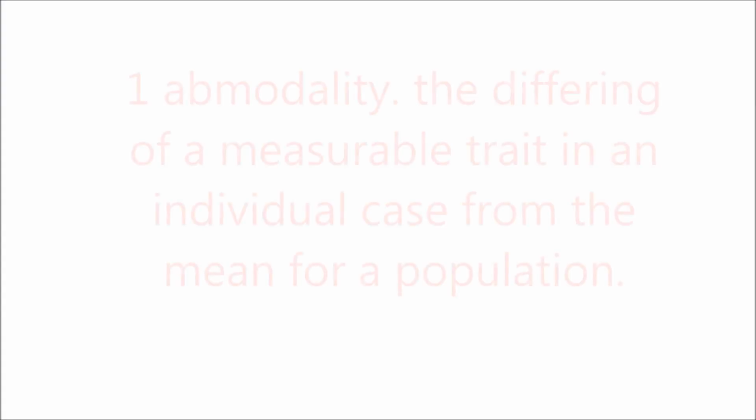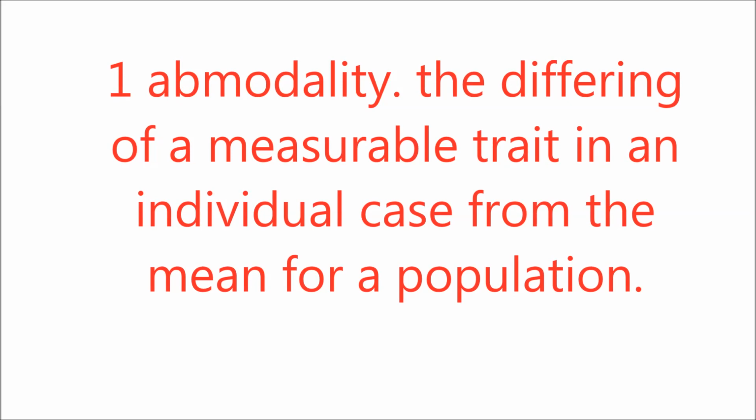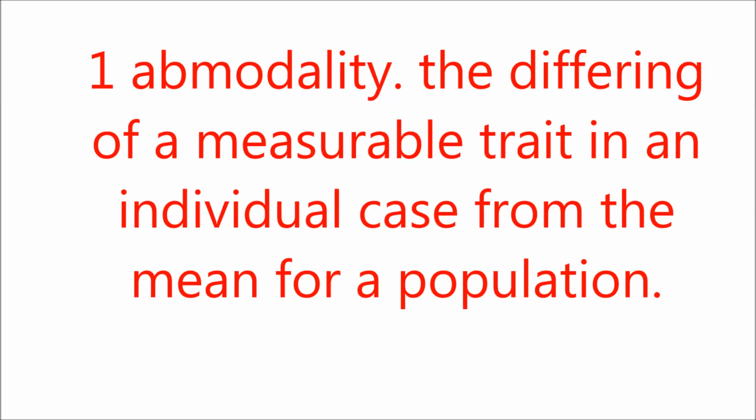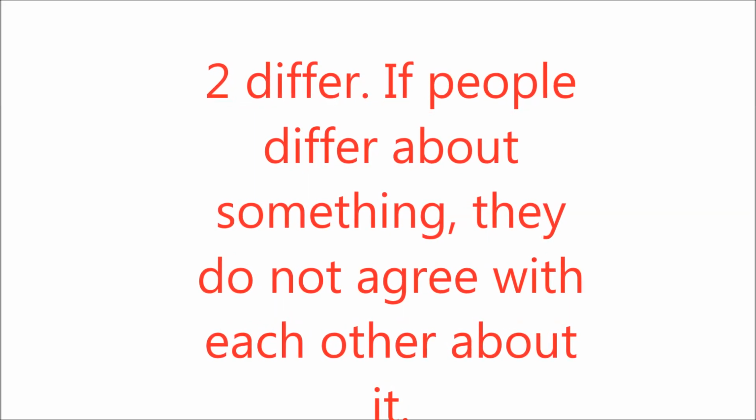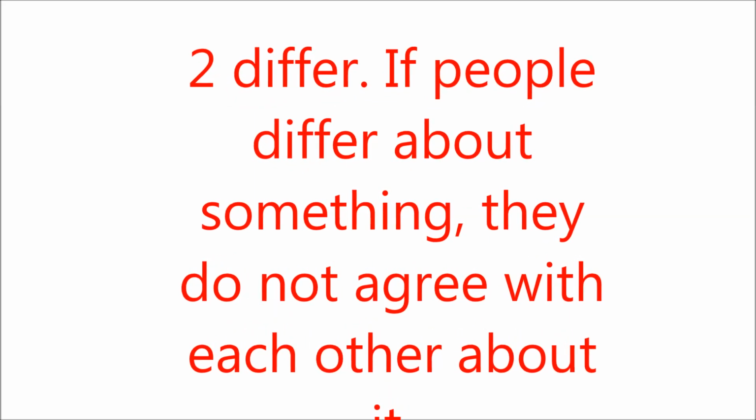In this video you will learn English words and their meanings. 1. Abmodality. The differing of a measurable trait in an individual case from the mean for a population. 2. Differ. If people differ about something, they do not agree with each other about it.